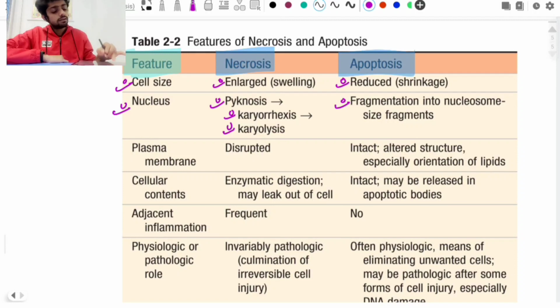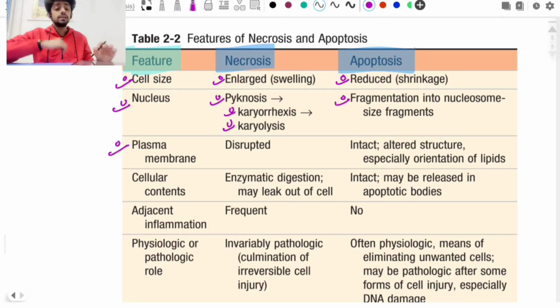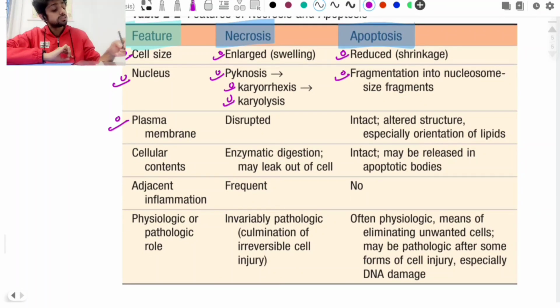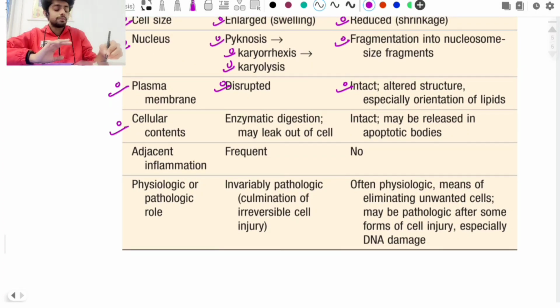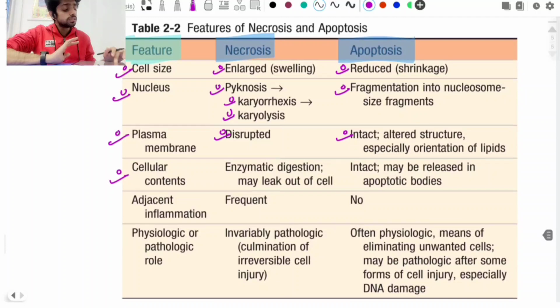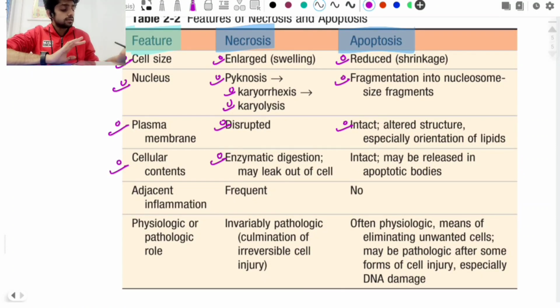There's a difference. And what about the plasma membrane? In necrosis there's a leakage of enzymes because the plasma membrane is totally disrupted. But in apoptosis there's no leakage of enzymes because the plasma membrane is intact. That's why inflammation is not present in apoptosis, but inflammation is present in necrosis. What about the cellular content? If the plasma membrane is disturbed, of course cellular content and enzymatic digestion may leak out of the cell. Okay guys. And in apoptosis the enzymatic content present inside the cells is intact, and it is released in the apoptotic bodies.